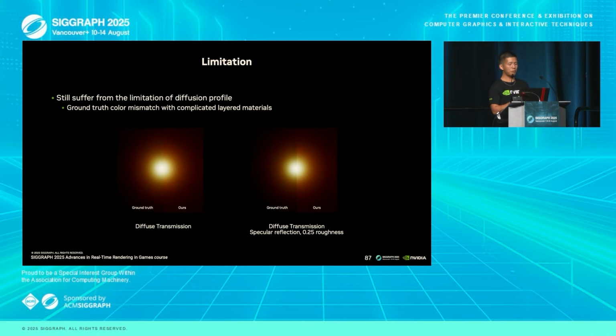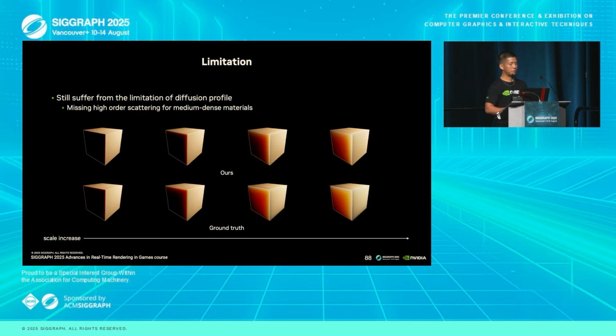Unfortunately, we are still far from solving SSS. Although we are quite happy with the quality, we can still spot some major differences if we compare it against the random walk ground truth. Because the diffusion profile is built on a very specific material configuration, color mismatch could happen with a different material layer model. For example, here I added a reflection lobe, which means the irradiance cannot be trivially sampled, and the weight of diffuse transmission becomes incoming direction dependent.